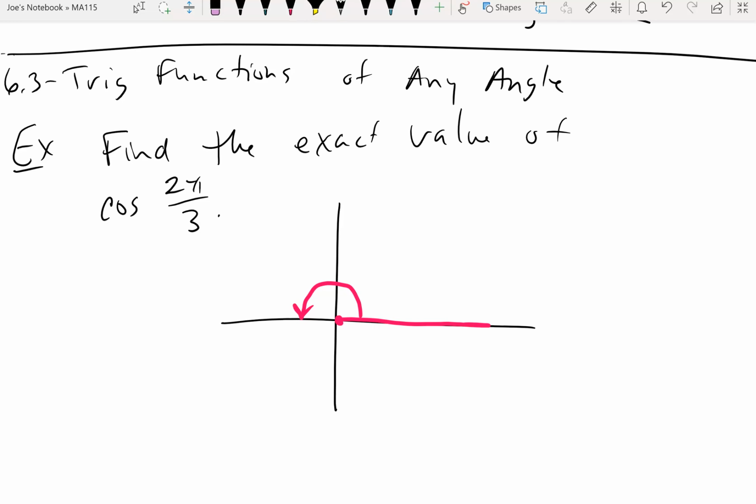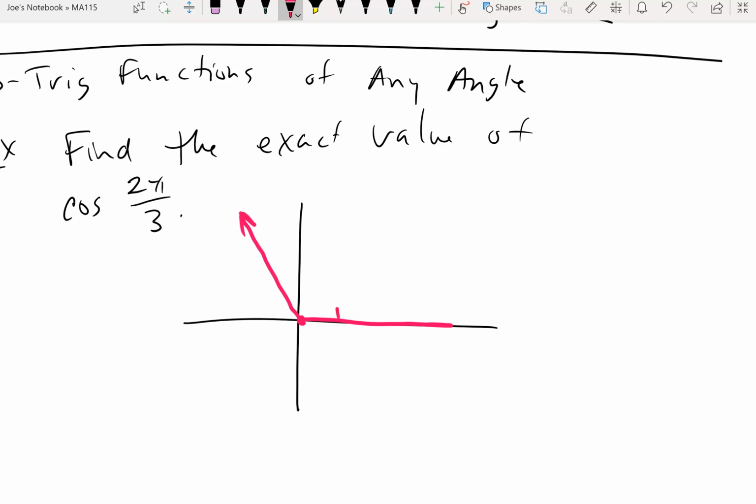So I can't stop here, over here up in the first quadrant, right? So my terminal side must be here. So it must be this angle, that's 2 pi over 3. By the way, why did I know to rotate up as opposed to rotate down? It's positive, right? If it were negative, I would have to rotate down, correct? We agree? Okay. All right.